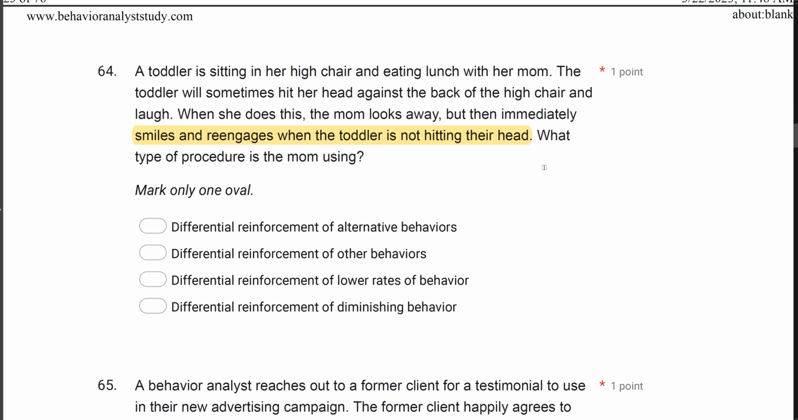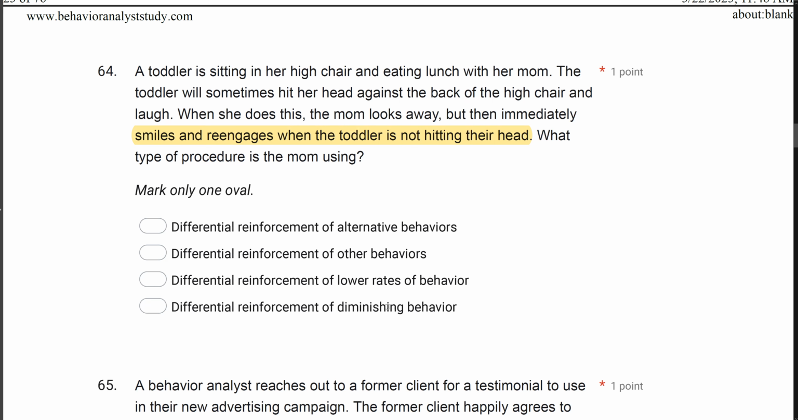When we're reinforcing the toddler for not hitting their head, the most common example for DRO is probably screaming. Kids who scream constantly. Whenever they're not screaming, they get reinforced. It doesn't matter what they're doing, all right? That's a basic way to put it, but it doesn't matter what they're doing. As long as they're not screaming, reinforcement is being delivered. DRO.